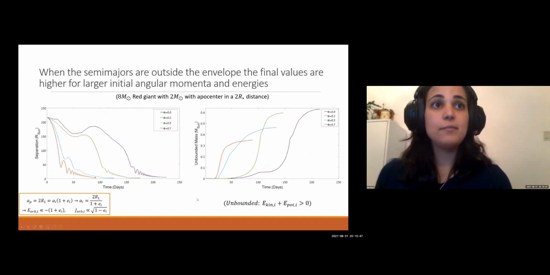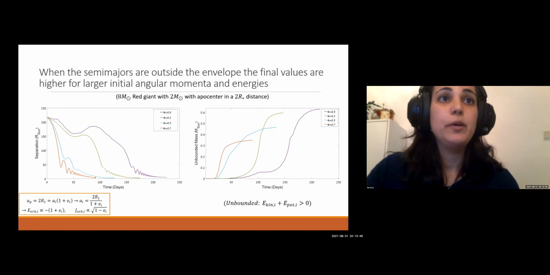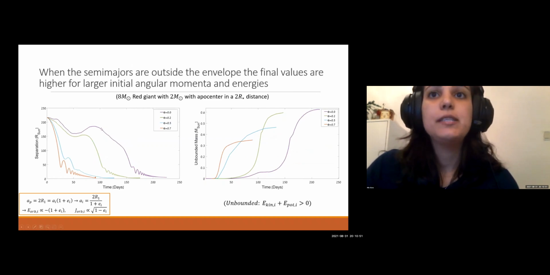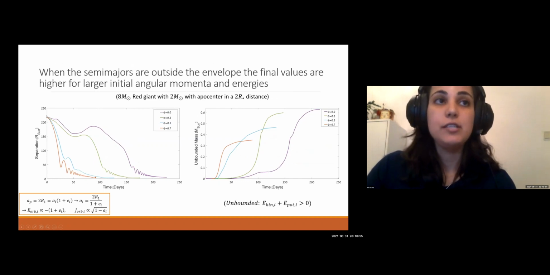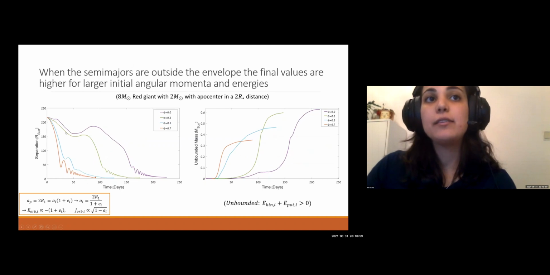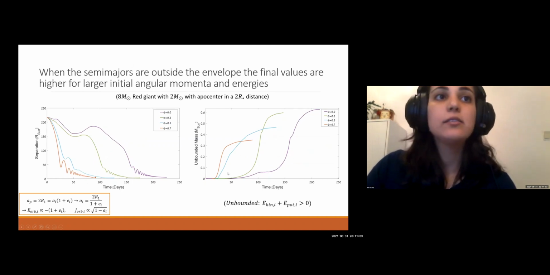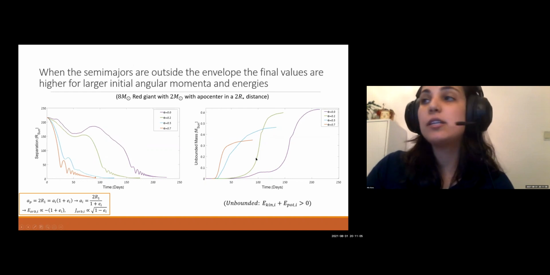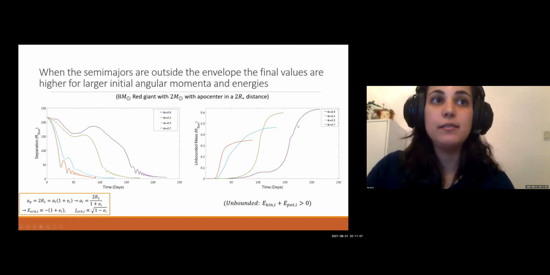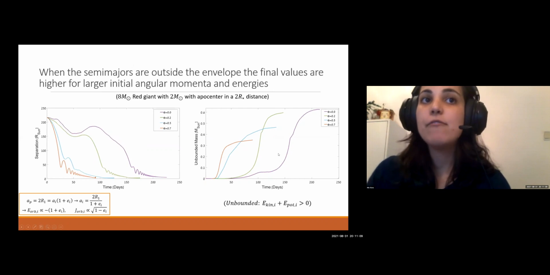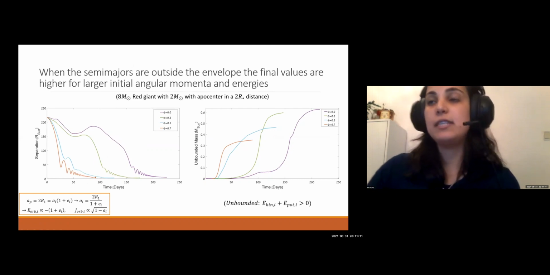And here is a system that ended with a merger, but now with the same pericenter, which is now twice the size of the giant's radius. And we see that here all configurations also ended with a merger, but the amount of mass loss is correlated with the initial energy and angular momenta, with opposite behavior to what we previously saw.